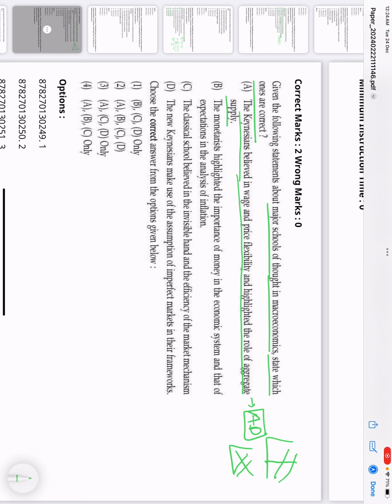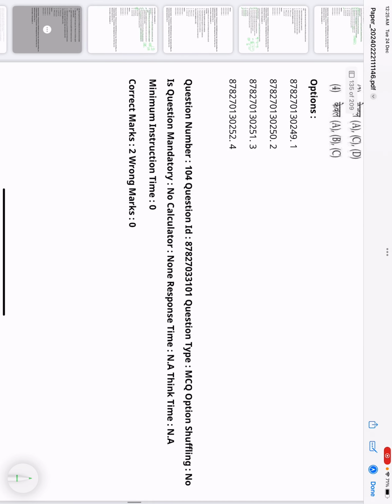The monetarists highlighted the importance of money in the economic system and that of expectation in the analysis of inflation. This is correct. The classical school believed in the invisible hand and the efficiency of the market mechanism. New Keynesians make use of imperfect markets. So you can go with BCD or ABCD. It would depend whether they highlighted the role. They said that aggregate supply should be upward sloping, but the main focus was on showing that it is due to aggregate demand that the output level increases. So I would prefer to go with A.